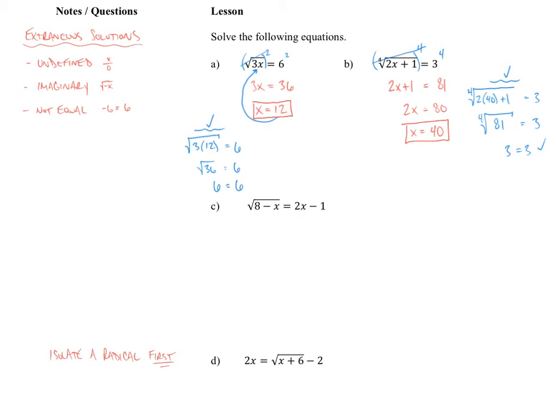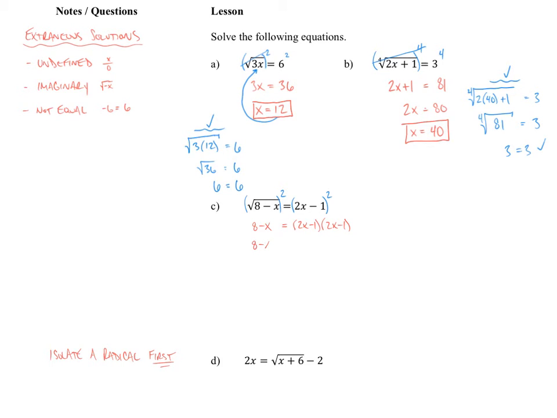But anyway, in example C, we already have that radical by itself, so I'm going to raise both sides to the second power, and be very careful that you raise the entire right side of the equation to the second power as well. Because when you do that, now you do have 8 minus x alone on this side, but on this side you have 2x minus 1 squared. So you're going to have to expand that. Remember, you cannot distribute this exponent across subtraction or addition. So you have to expand this. We have to FOIL this.